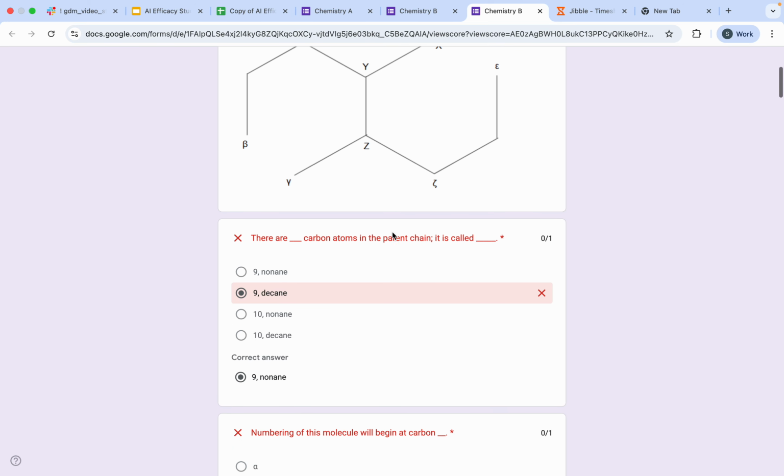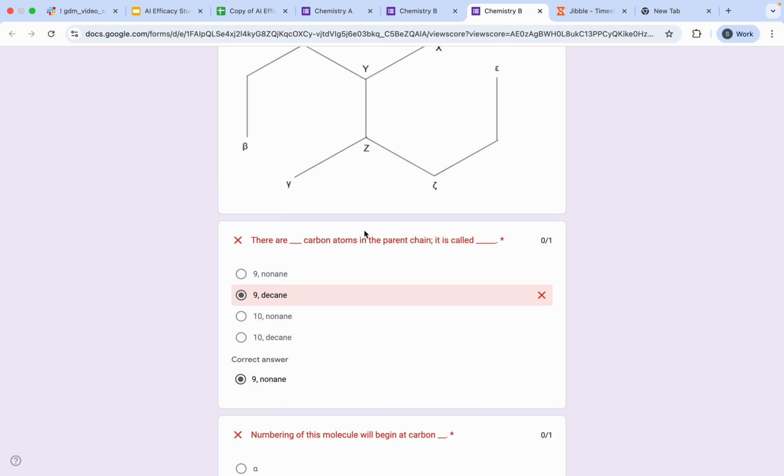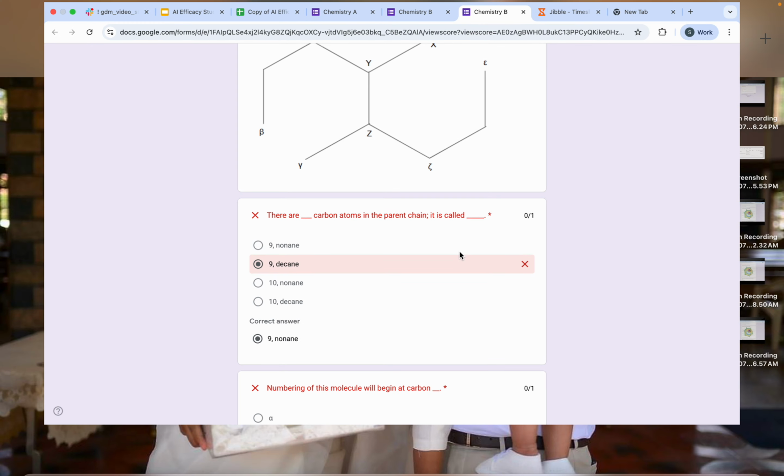Okay, so let's check. There are dash carbon atoms in the parent chain. It is called dash. Let's check. There are dash carbon atoms in the parent chain. So the correct answer is 9.